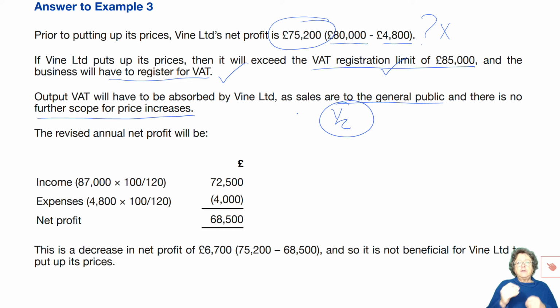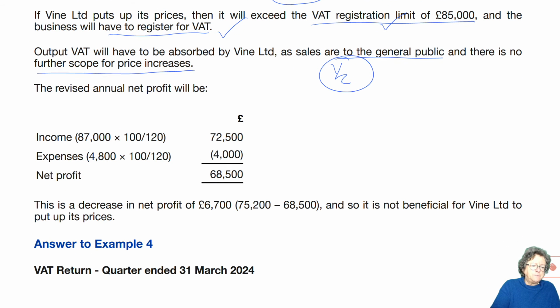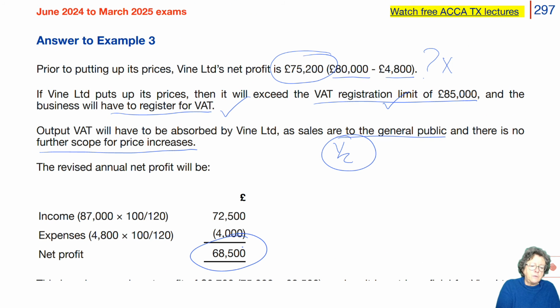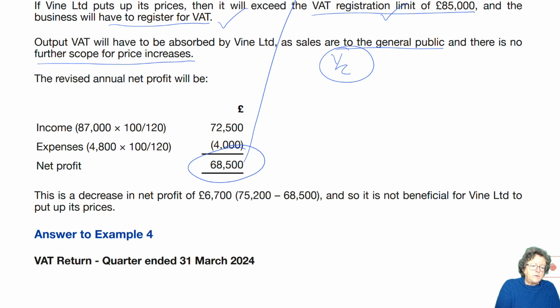So please, don't think it needs to be complicated. Sometimes it's very, very simple. Now, the revised annual profit, therefore, is 87,000, okay, net of VAT. And the expenses are 4,800 and then 4,000 net of VAT. So our net profit has actually gone down. So this is a decrease in the profit, so it's not beneficial to put up the prices. You had to determine whether it was or it wasn't, and it's all to do with profit.